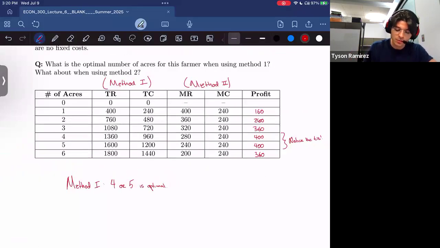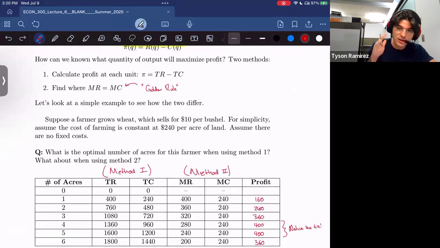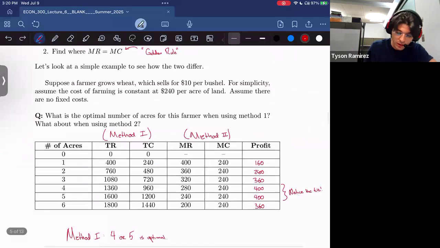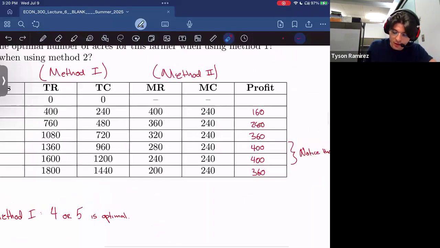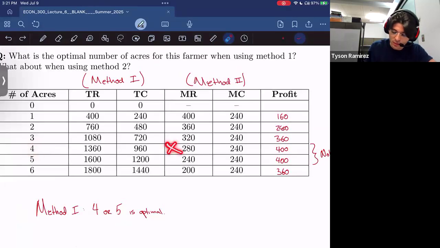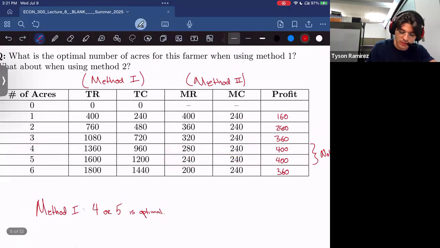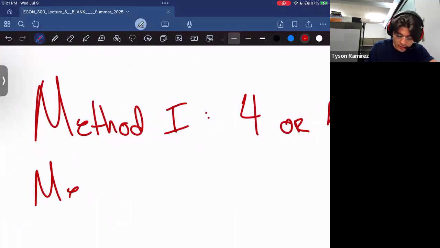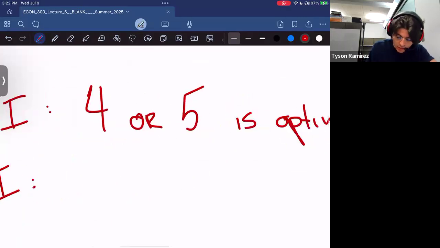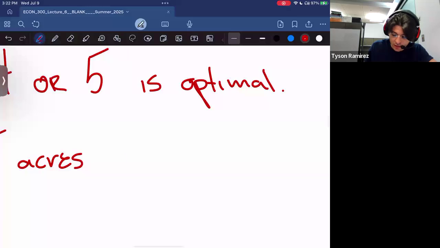On the other hand, remember method two is comparing MR. We want to see where MR is equal to MC. Well, we conveniently have the MR and the MC columns here. We see where are they equal? Not here, not here, not here, not at this fourth unit, but at the fifth unit only. So at the fifth unit only, MR is equal to MC. And method two suggests that we should employ 5 acres, that 5 acres is optimal.